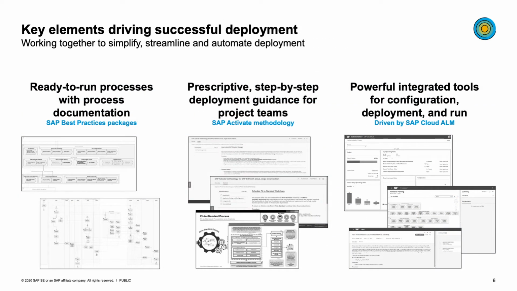So now let's take a look at the 3 components. This picture shows you the 3 components with a couple of screenshots of how they look like. So the ready-to-run business processes are pre-delivered with business process models, a set of test scripts that will guide you through the steps of executing the business process, so you can execute the process directly in the system.